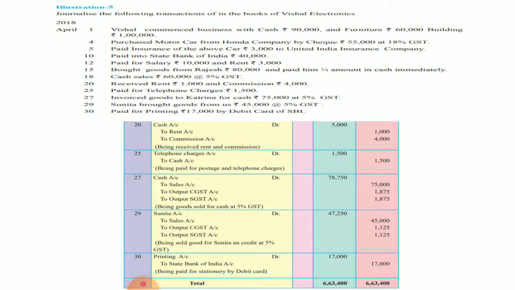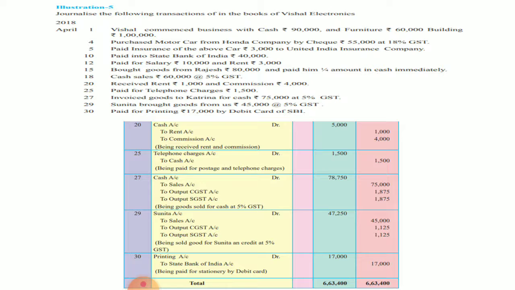Okay. Then afterwards, 30 of April, paid for printing rupees 17,000 by debit card of SBI. Okay, so when you pay by bank, the bank name should be mentioned, and printing is what? It is an expense because we have done the payment. So when it is an expense, debit all expenses and losses. So printing account debit 17,000 to State Bank of India account 17,000, being paid for stationery by debit card.